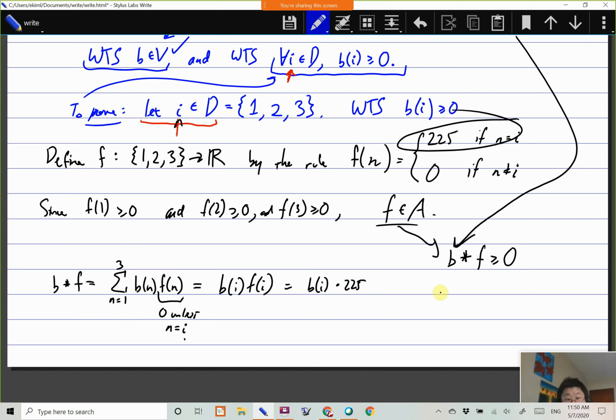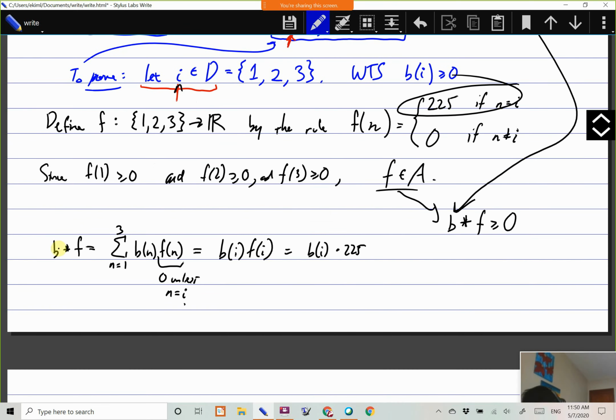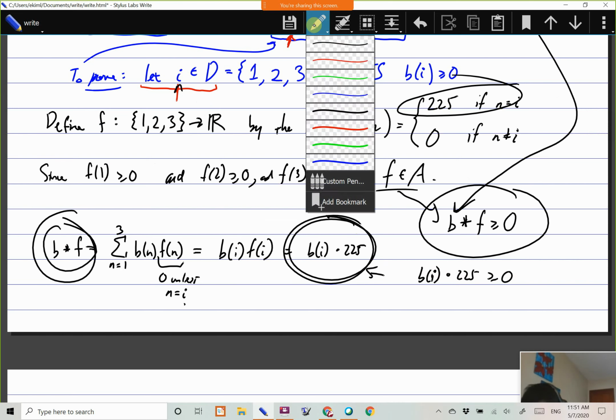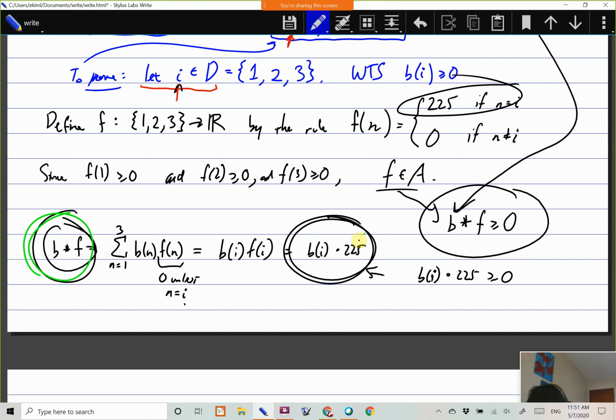Now here's the thing. What we have here is that b star f turned into this, and b star f is greater than or equal to 0. Well, if b star f simplified to become this, then this thingy here, b of I times 225, is greater than or equal to 0. Let me try this again. This circled thing in green, it's equal to that. So this right here, also in green, if that's greater than or equal to 0, all the things in green are the same. So this thingy is greater than or equal to 0. And we have this inequality.